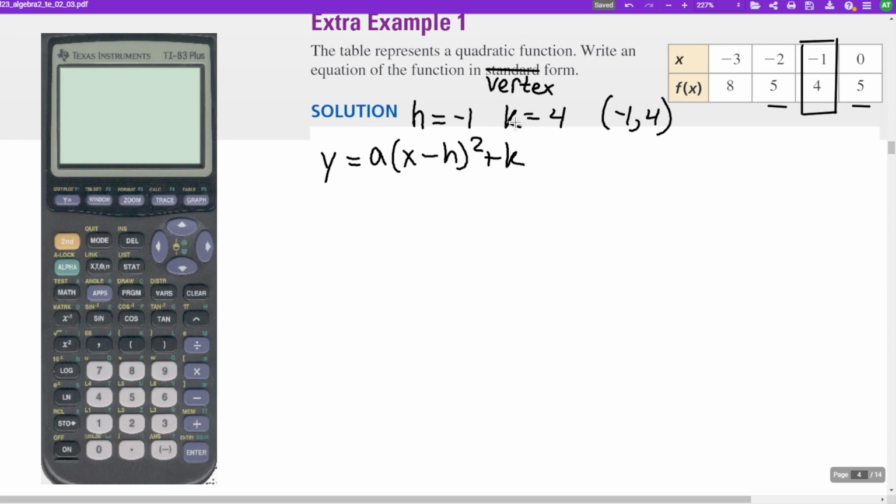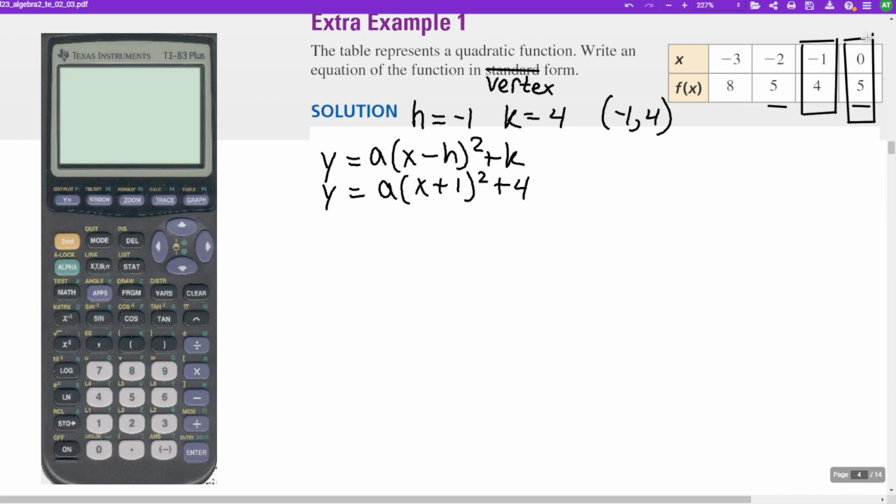So we can make our substitution with h and k. Y equals a times x minus -1 will turn into x plus 1 squared plus 4. Now we have to find the value of a, the leading coefficient. So what we could do is pick an x and a y from our table, and plug that in to solve for a. So how about this one, 0 and 5?